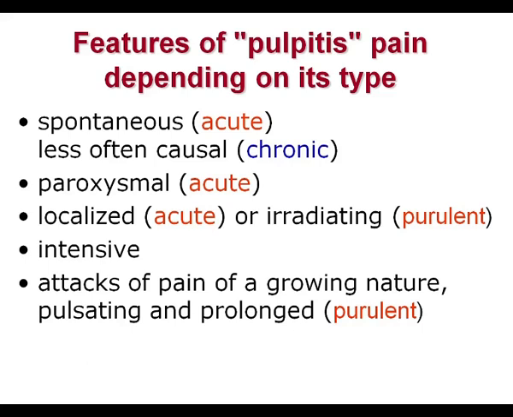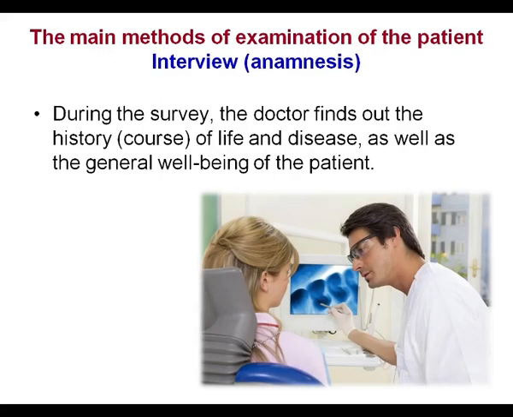As for features of pulpitis pain, depending on its type, it may be spontaneous or acute, or less often causal or chronic. It may be paroxysmal, characteristic of acute forms, localized also for acute, and irradiating also for acute and purulent. Intensive attacks of pain of a growing nature, pulsating and prolonged, are characteristic of purulent.